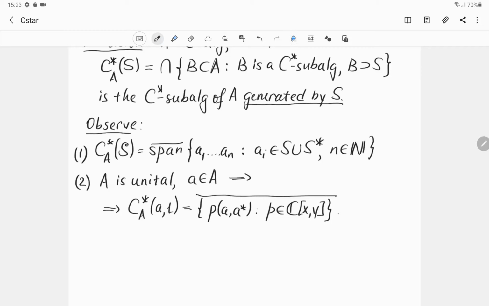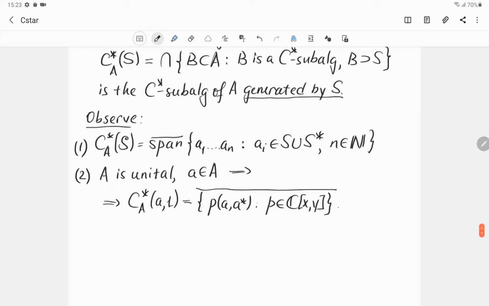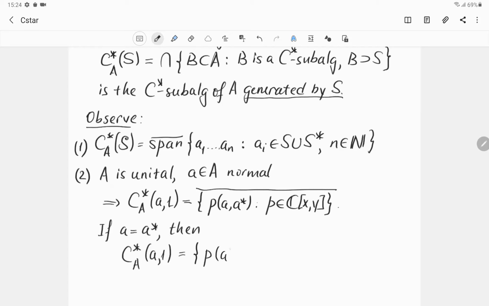And an even more special case. So suppose that a is, oh, sorry, I forgot to write explicitly that a is normal. So little a is a normal element, so it commutes with a star. And if little a is self-adjoint, then the respective subalgebra generated by little a and the identity is the closure of polynomials in one variable applied to a.